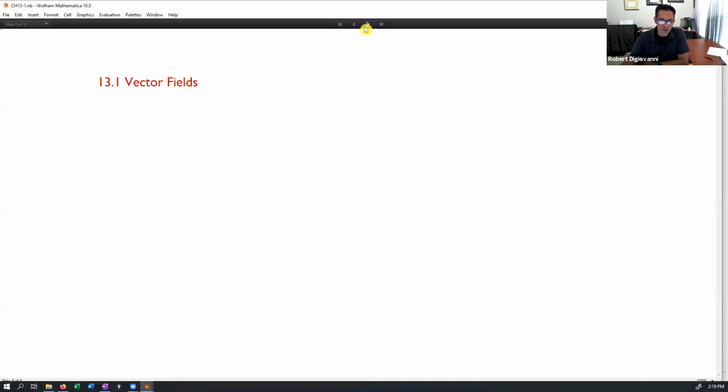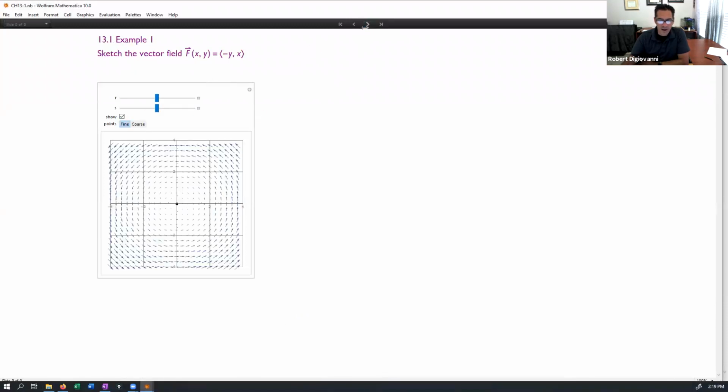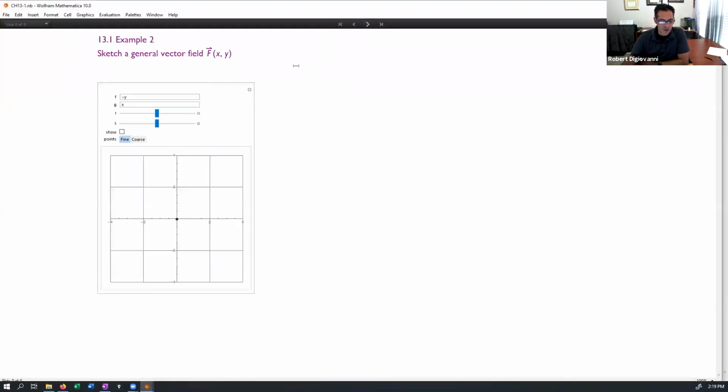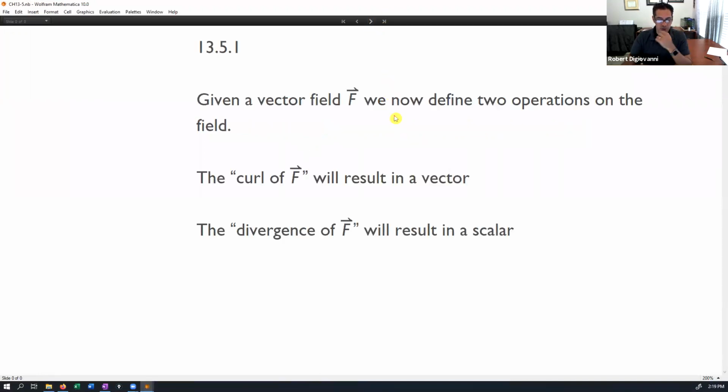Vector fields. Okay, so we had talked about vector fields. At every point in space, you have these arrows that show like a flow. Now we're going to talk about curl and divergence. Given a vector field F, we now define two operations on the vector field: curl of the vector field and divergence of the vector field.